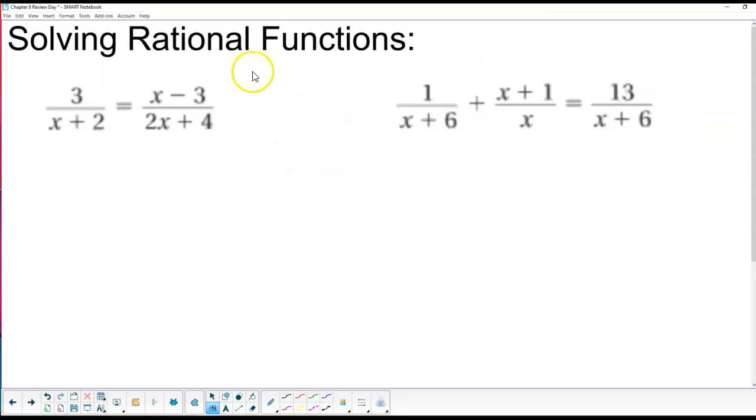All right, now we get to the solving portion. Go ahead and try both of these, hit pause, and we'll go over it in just a second.